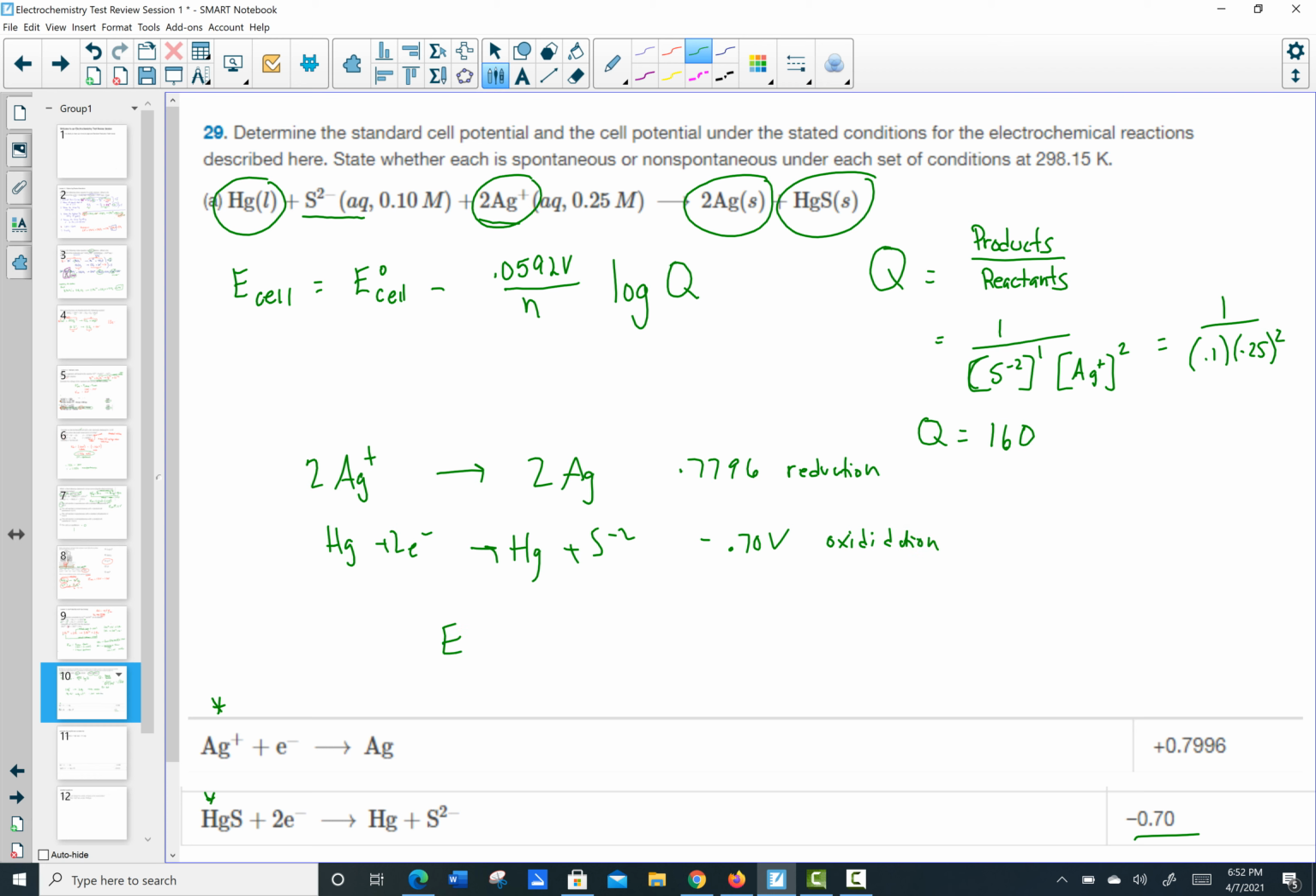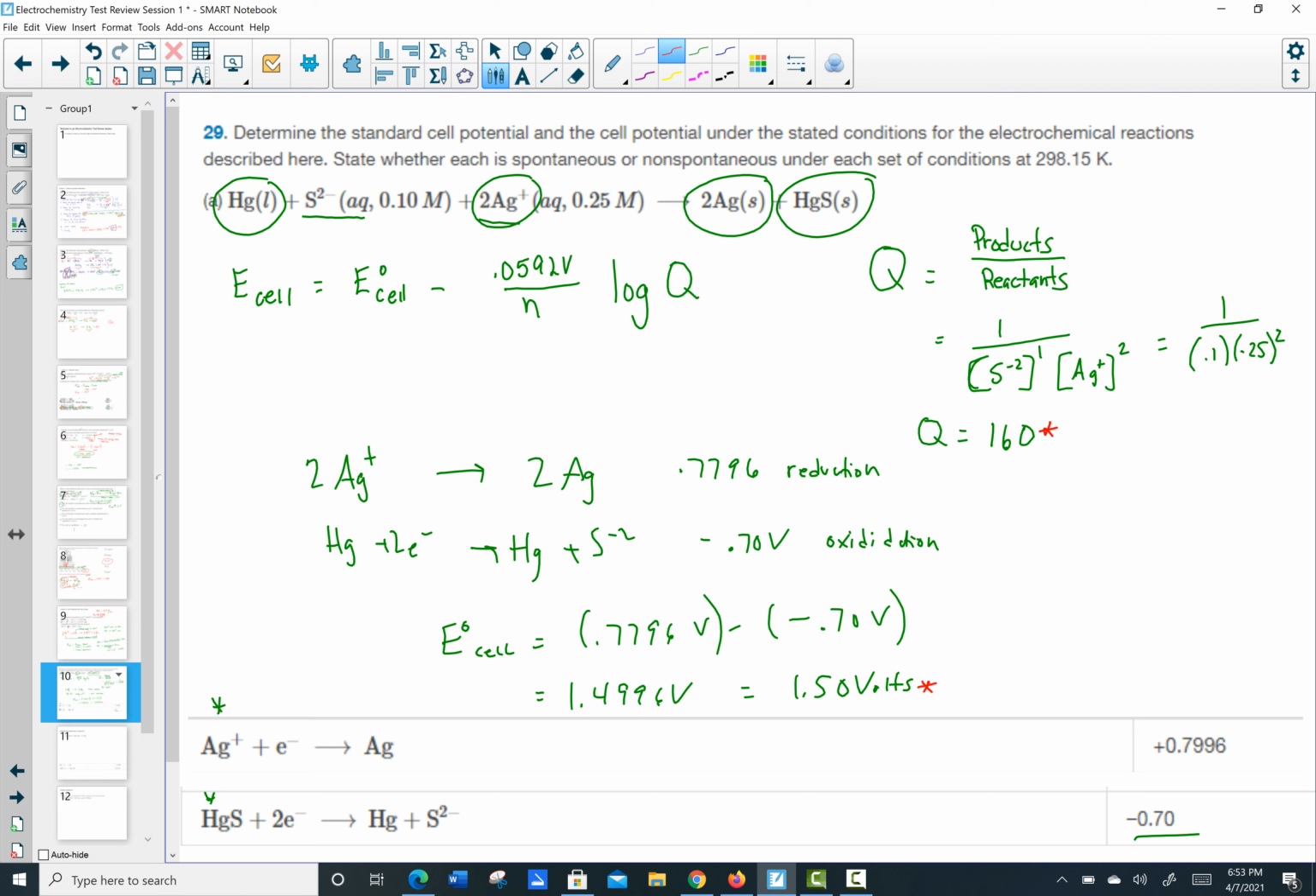So to calculate E cell, reduction value 0.7796 volts minus the oxidation value of -0.70 volts gives us a standard value of, let's hit that out. My screen reads 1.4996. Can we just round that and make that 1.50 volts? All right, we have Q, the reaction quotient. We have E cell standard is 1.5 volts.